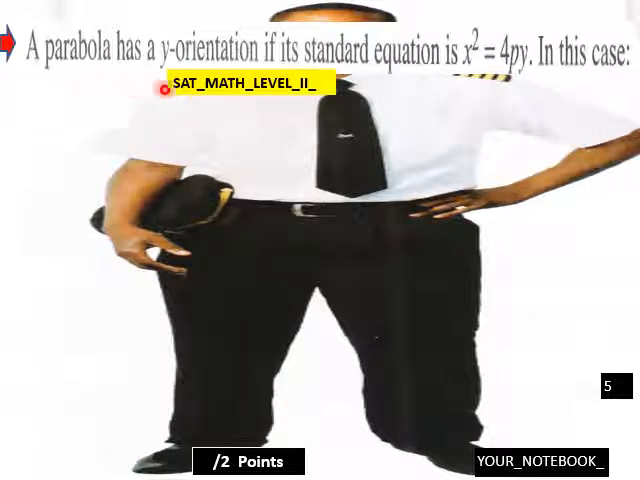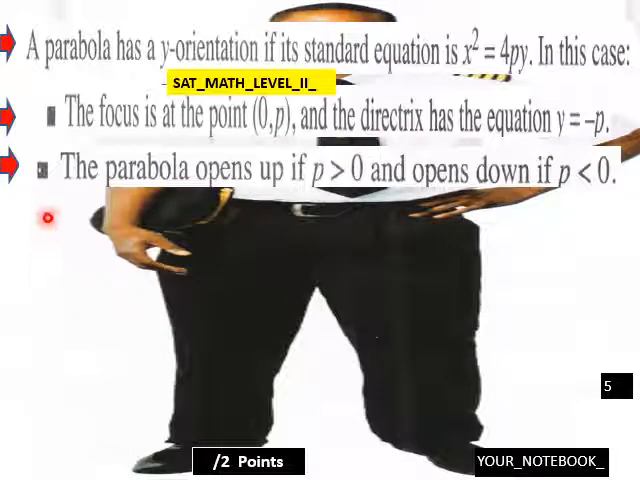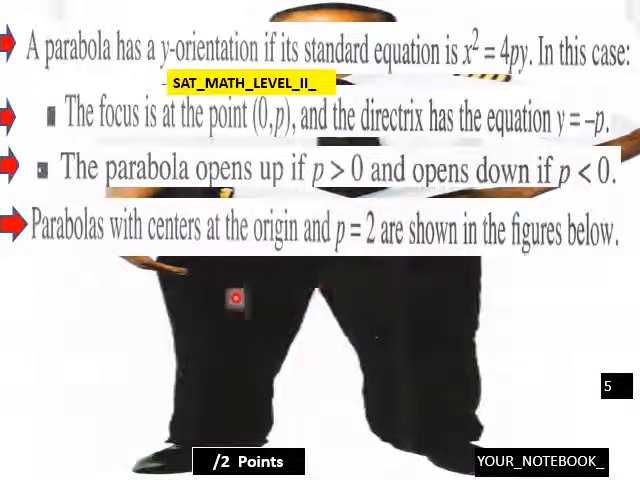A parabola has a y orientation if its standard equation is x squared equals 4py. In this case, the focus is at the point (0, p) and the directrix has the equation y equals negative p. The parabola opens up if p is greater than 0 and opens down if p is less than 0.